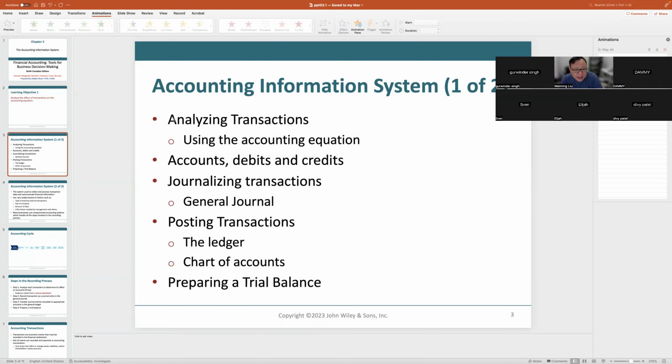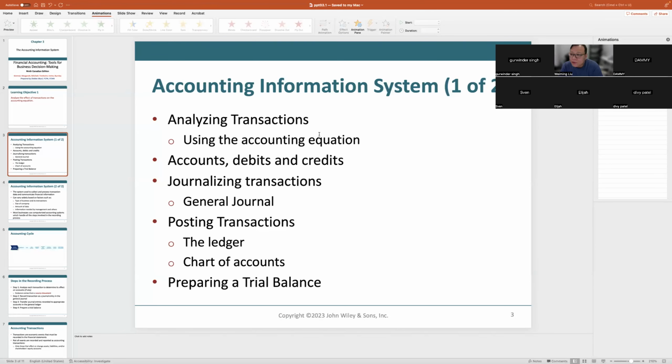So the first one is analyzing a transaction. If there is a transaction, you first have to analyze this transaction. Does it have any effect on the accounting equation? How does that affect the accounting equation, which we have talked quite a bit about over the last few lectures? Assets equal liabilities plus equity. And if there's an effect, which accounts is that effect on? Should you debit the account or should you credit the account?